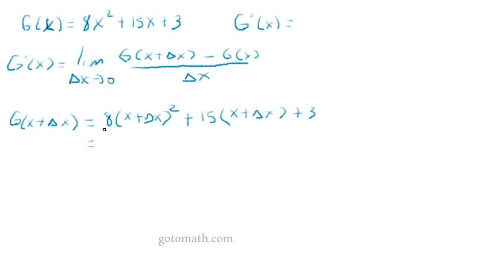Of course, we're going to get some nasty thing out here. 8 times x squared plus 2x delta x plus delta x squared. Right, that's multiplying this guy together, plus 15x plus 15 delta x. Went ahead and distributed the 15 across, plus 3. Now we still need to distribute this 8 all the way across.